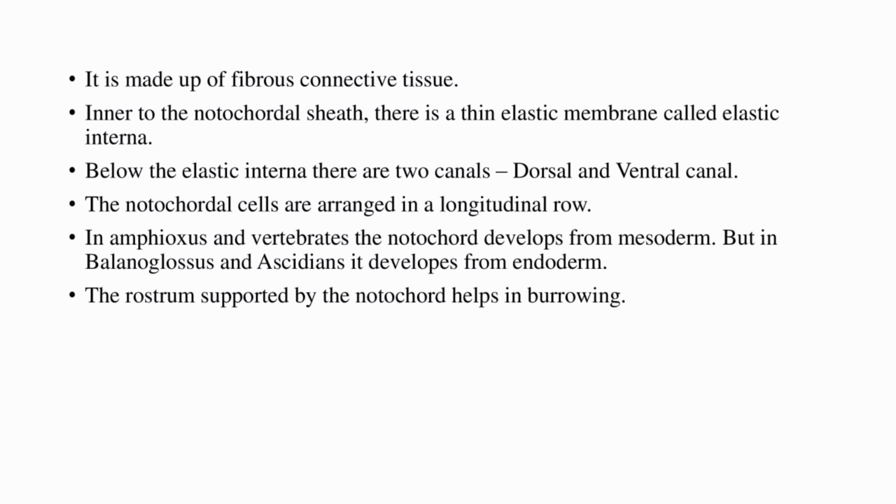Inner to the notochordal sheath, there is a thin elastic membrane called elastica interna. Below the elastica interna, there are two canals, dorsal and ventral canal. The notochordal cells are arranged in a longitudinal row. In Amphioxus and vertebrates, the notochord develops from mesoderm. But in Balanoglossus and ascidians, it develops from endoderm. The rostrum supported by the notochord helps in burrowing.